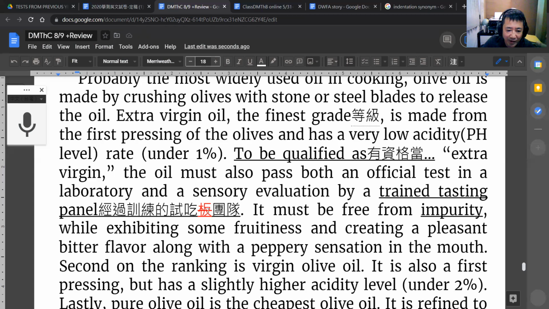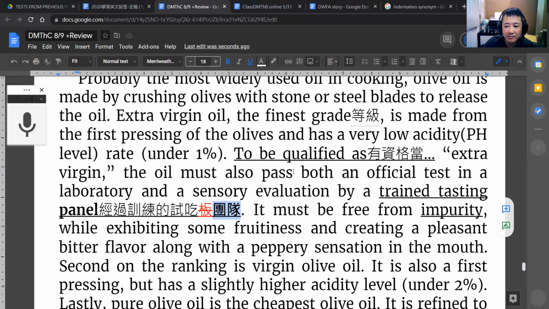Now, when I ran this through the 翻译机, it gave me 板 because panel is 板 like a 仪表板那个 panel, you know, like your car has an 仪表板, right? Panel. But here, obviously, it doesn't mean 仪表板那个板, it means 团队. So a panel can also mean 团队, right? Right. So the 翻译机 was confused. Okay. So to be classified as the finest grade olive oil, extra virgin olive oil, it has to go through two tests, one laboratory test and then one tasting test.